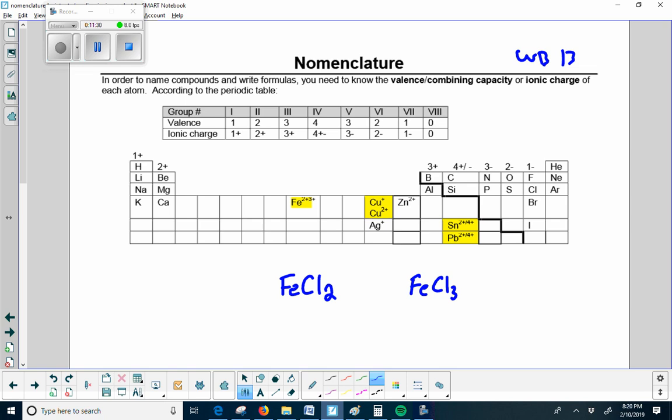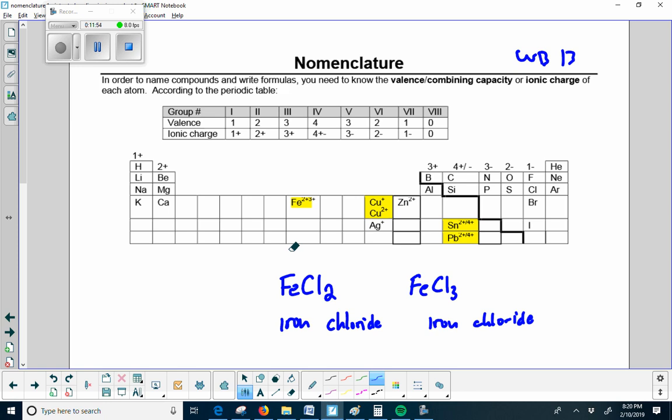So here's my problem. I've got iron here. Both of these are iron chloride. So my problem is the following. I have to call these iron chloride because they are binary compounds, but they have different formulas. So when I'm naming these, I can't just call them iron chloride. We have to have a system to name these. So let's take a look at this.